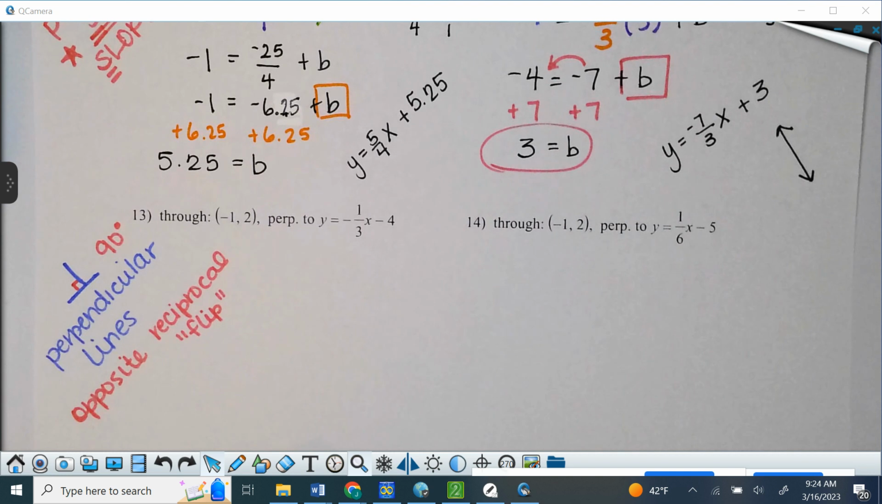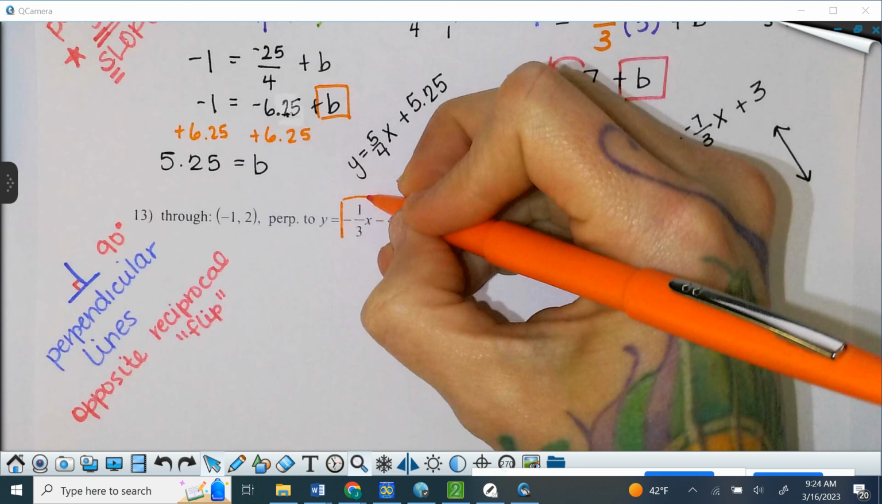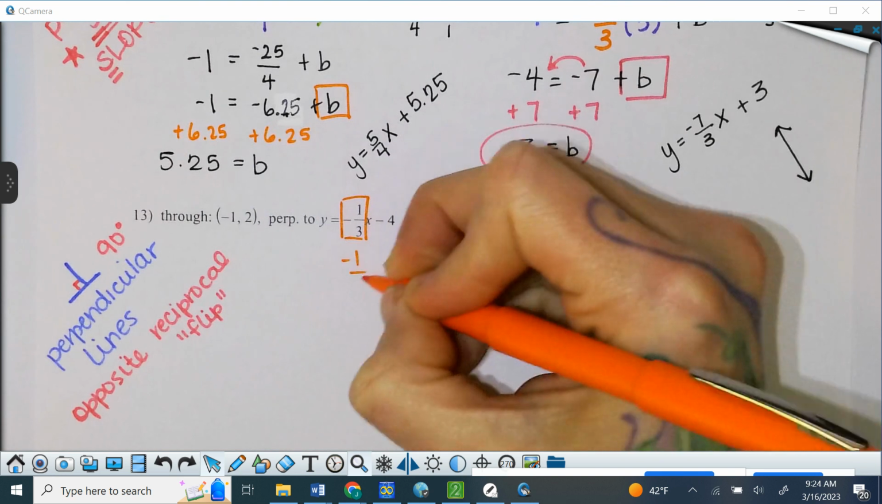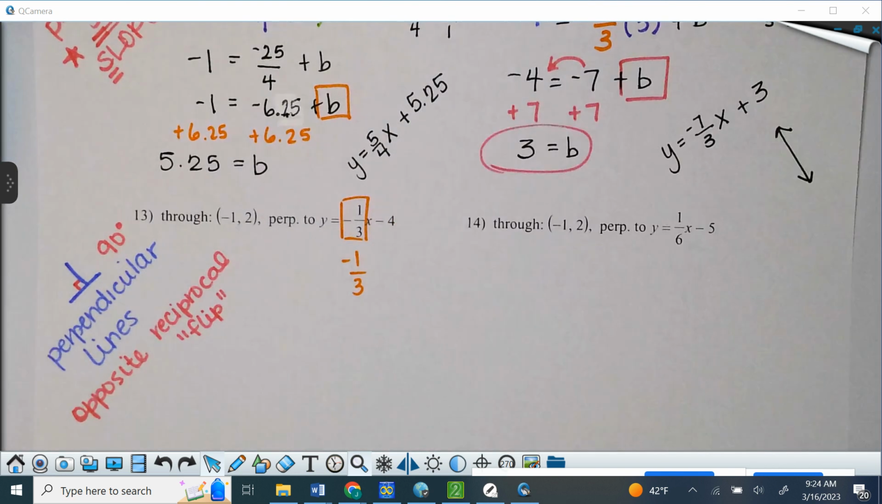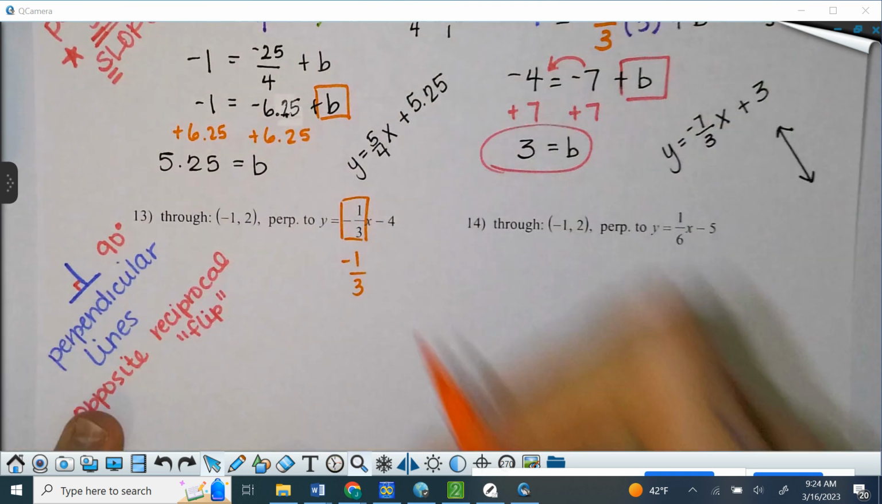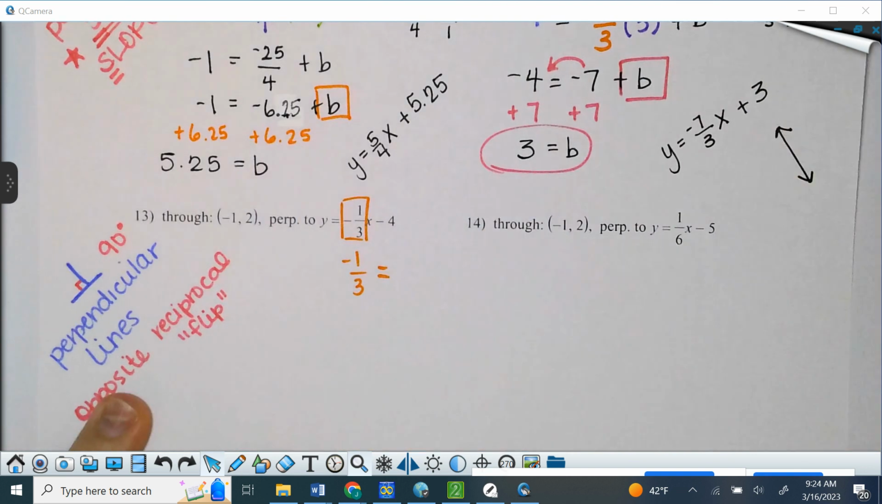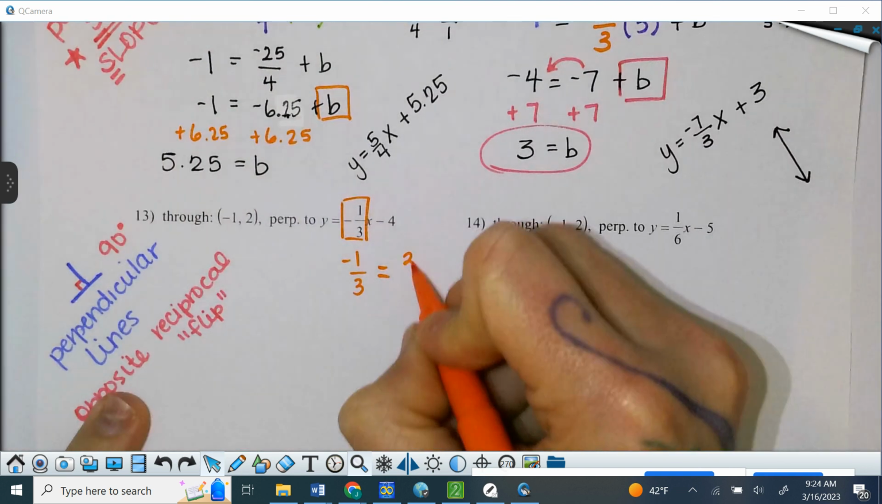What is the slope in the equation given? Negative 1/3. Perfect. So we have negative 1/3. This says perpendicular, though, so we're not going to use that negative 1/3. We're going to take its opposite and its reciprocal. So if I found its opposite and then I flipped it, what slope am I going to use for the new equation I'm writing? Yeah, positive 3 over 1, or 3.